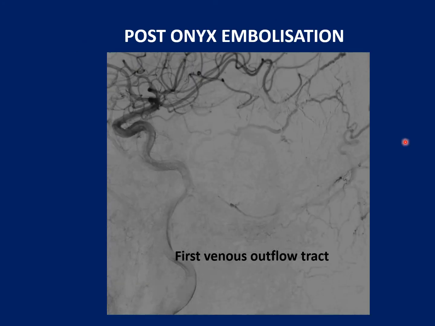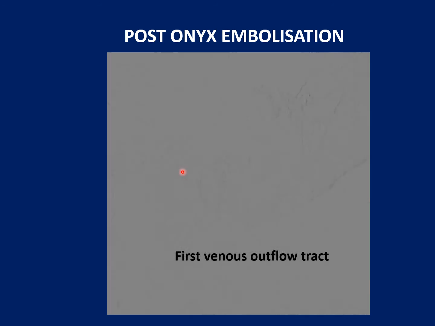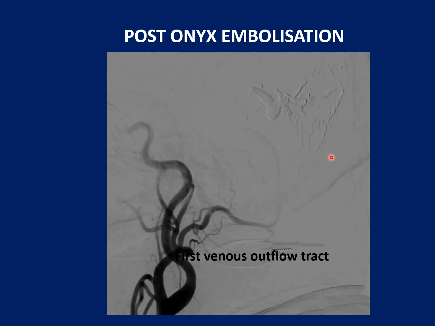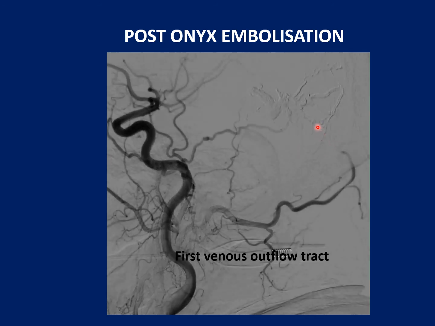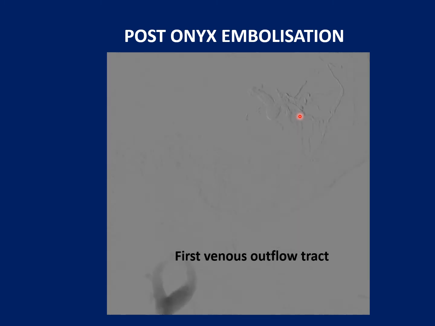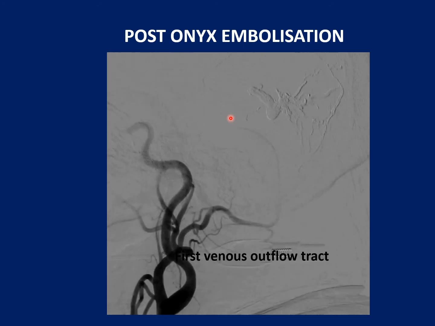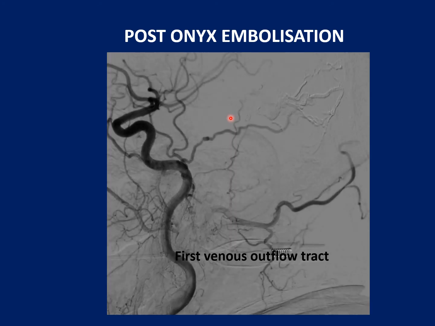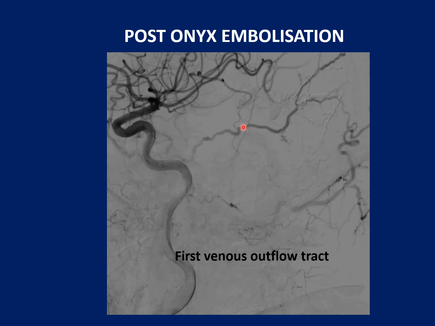So what was done? Onyx embolization. I'm not going into the intricacies of Onyx embolization. Basically, into the middle meningeal artery a microcatheter is taken, and once we reach the fistula, this is where the fistula is, we start injecting Onyx. Onyx is basically a glue kind of a thing, something which blocks the entire blood vessel. So the entire artery as well as the fistula as well as the vein gets totally blocked.